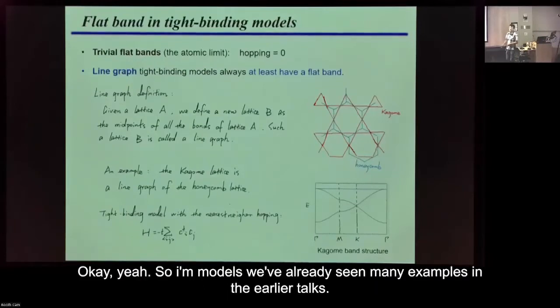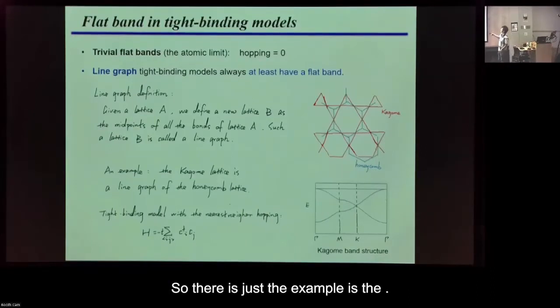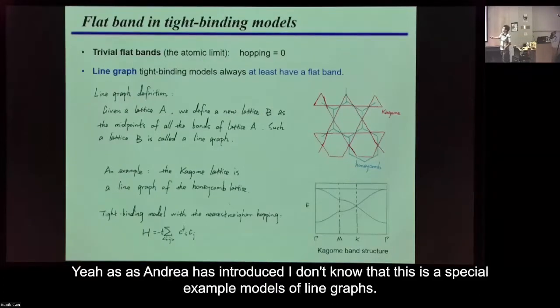The pi-binding models, you've already seen many examples in the earlier talks. A very interesting example is the kagome lattice, which are the red lines shown here. As Andrei has introduced, the kagome lattice is a special example of a large group of models called line graphs. For these line graph pi-binding models, Andrei has told us that you have a generic proof that you can get a flat band from this model.